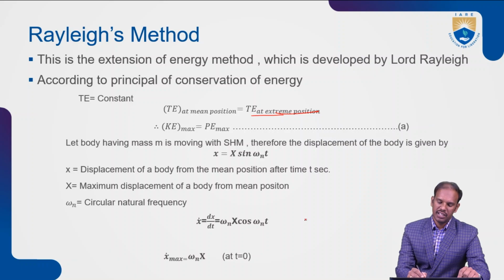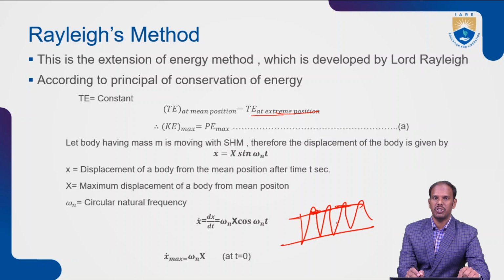In this vibration, the mean position also behaves as a high-energy position. There is no energy reduction. The mean position is equal to the extreme point, so the maximum kinetic energy equals the maximum potential energy.